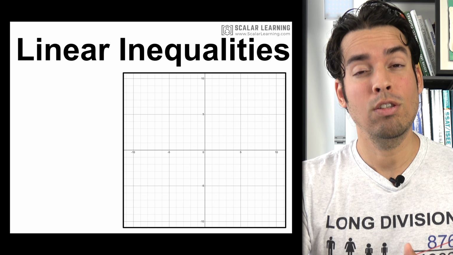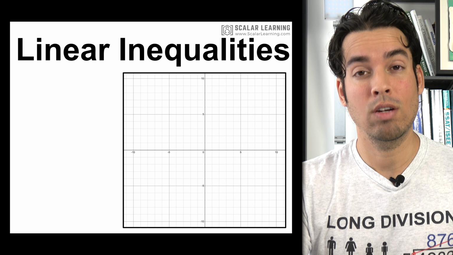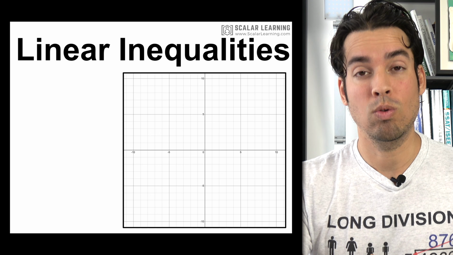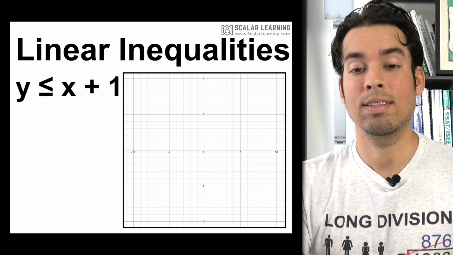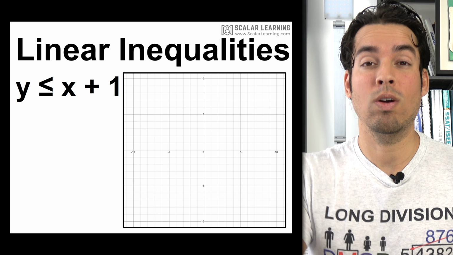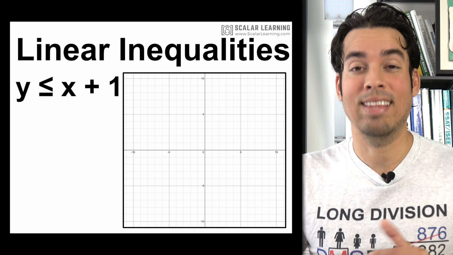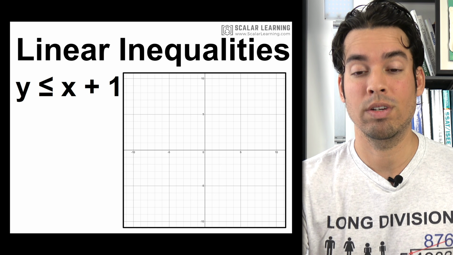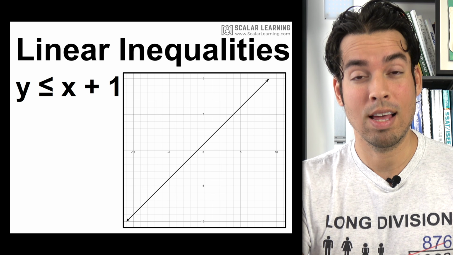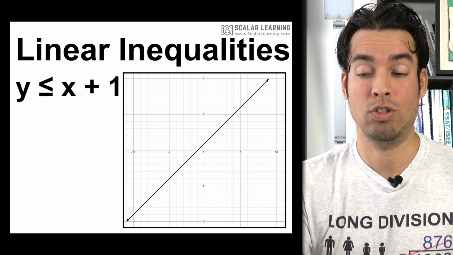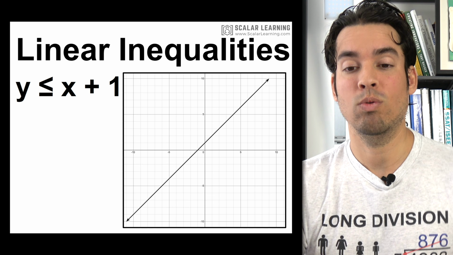true statement. Now let's look at an equation where it's not greater than or less than. We've got an equal in there. So this is y is less than or equal to x plus 1. Now the line itself is also a solution plus all the values less than that line because again it's less than or equal to. So now again we graph a solid line here because it's less than or equal to, and that is the line of y equals x plus 1.